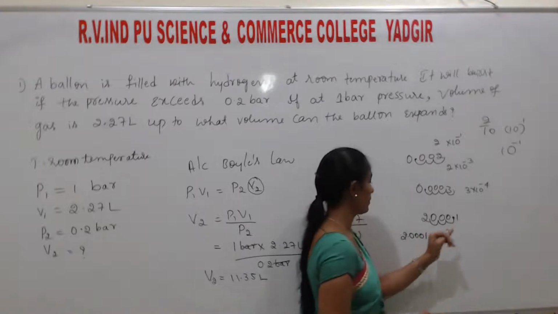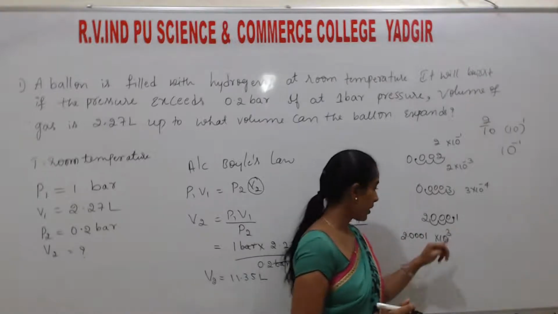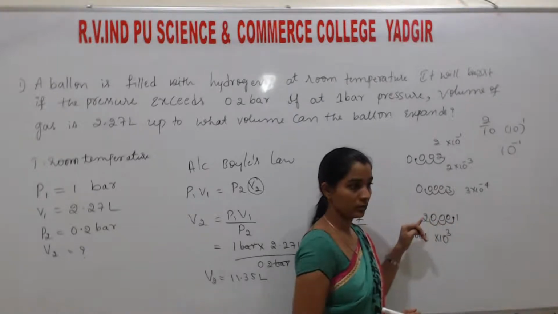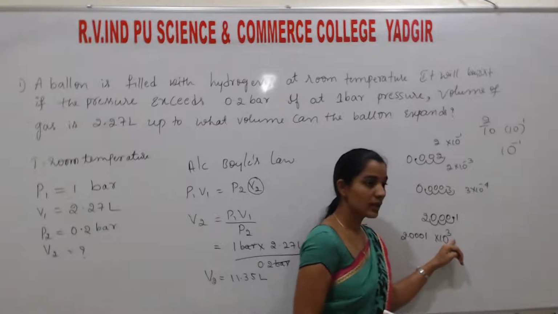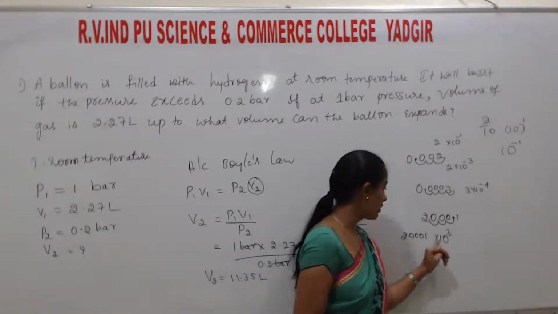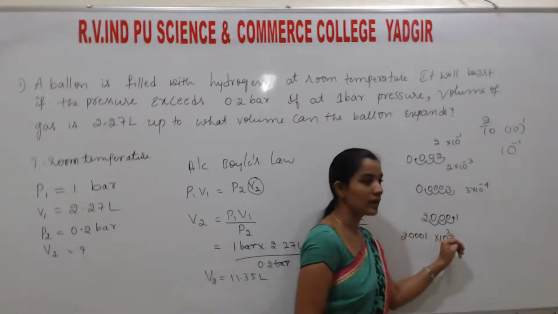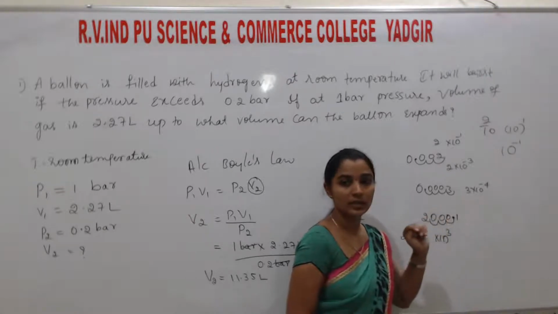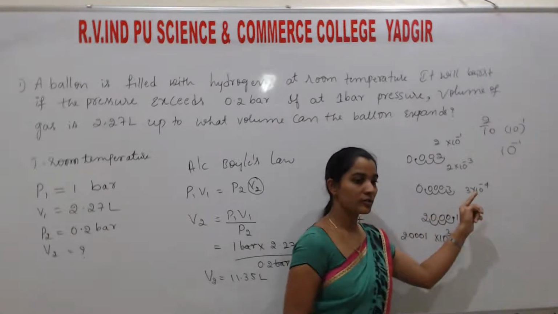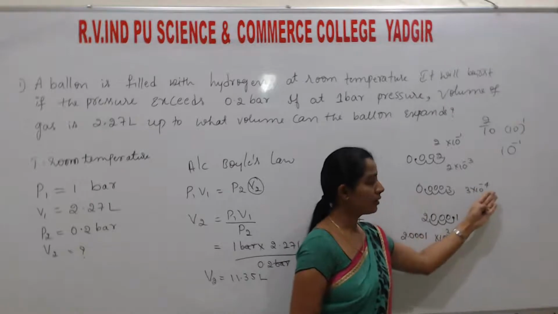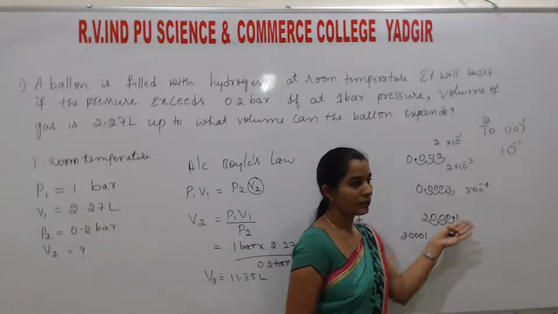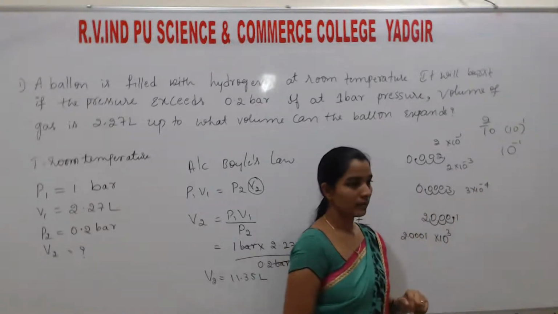2.0001 into 10 power 3. Points move backward. That means it increases positive charge. How many points will move? That is the n value. 10 to the power of plus or minus n. If the points shift forward, then it gets a minus value. If it is backward, then it is a plus value.